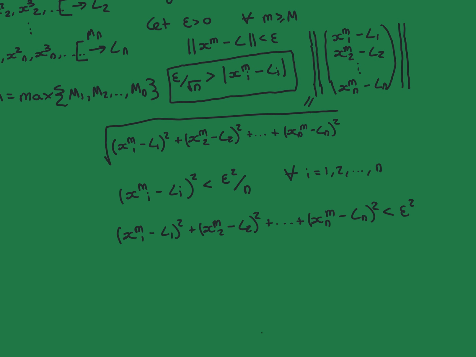So I've written it out then. This sum of squares, which is x_m,1 minus L_1 squared plus x_m,2 minus L_2 squared plus all the way up to x_m,n minus L_n squared, this must be less than epsilon squared because each of the n things that's being added together here is strictly less than epsilon squared over n.